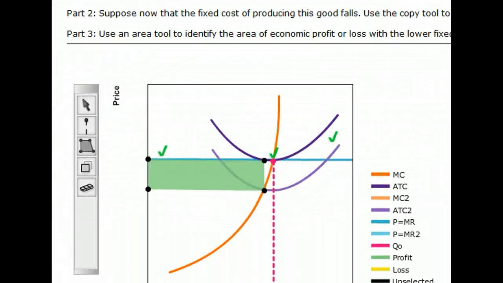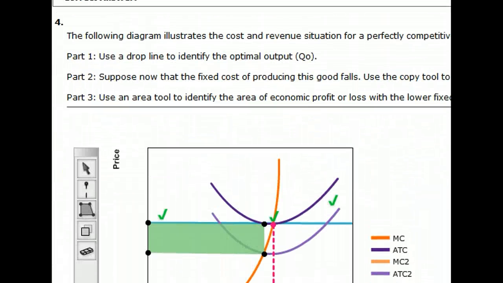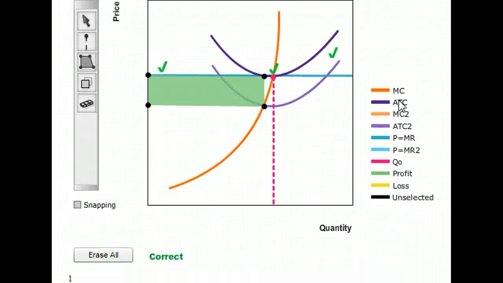The more disturbing problem is this next one, where it tells you that in the following diagram, you see the cost and revenue situation for a perfectly competitive firm that is maximizing its profits. And it wants you to draw a line to identify the quantity produced, and then to assume that the fixed costs are reduced, and as a result, there are changes in some of the cost curves, and finally identify the area of the economic profit or loss with these lower fixed costs of production.